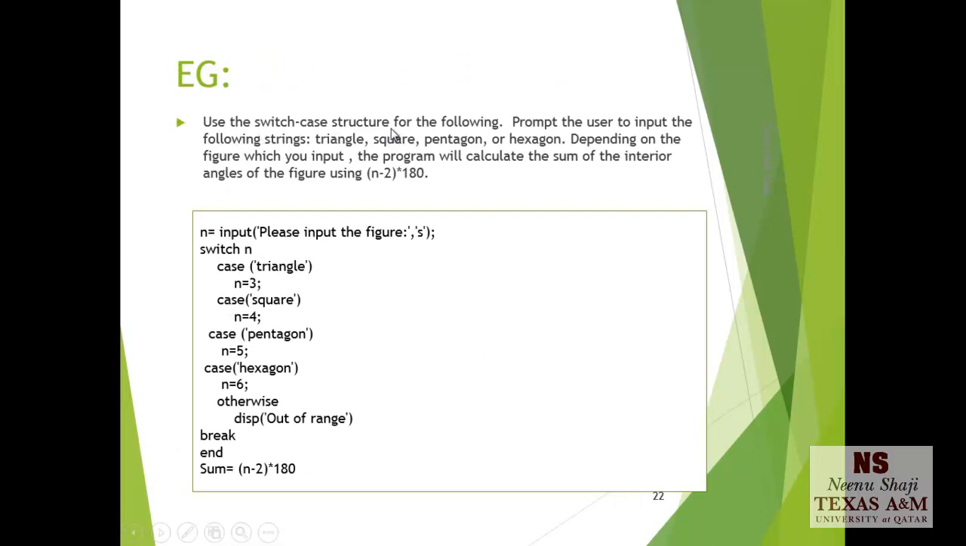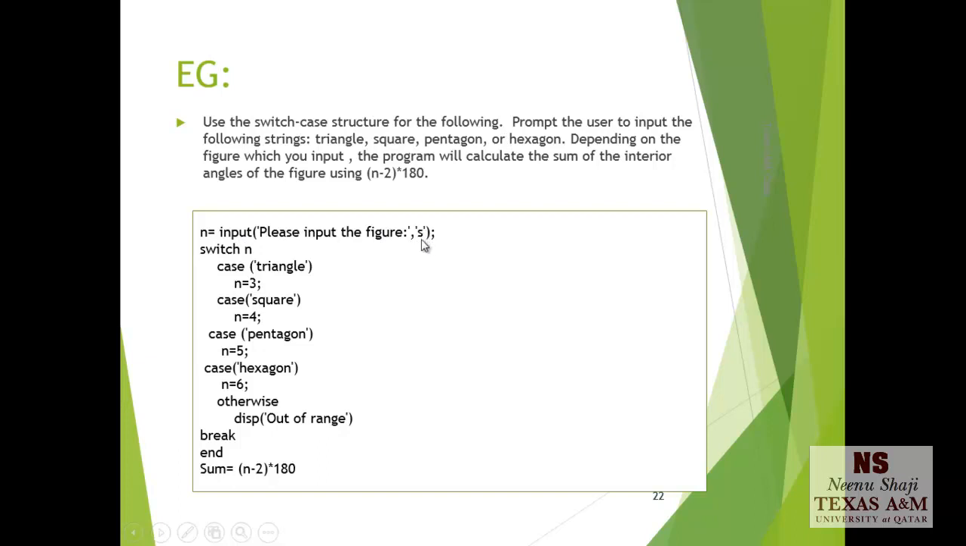Use the switch case structure for the following. Prompt the user to input the following strings: triangle, square, pentagon, or hexagon. Depending on the figure which you input, the program will calculate the sum of the interior angles of the figure using this formula. So start with n, which refers to the number of sides of the figure. Input, please input the figure.